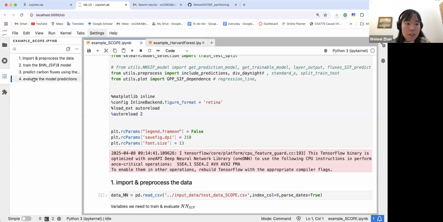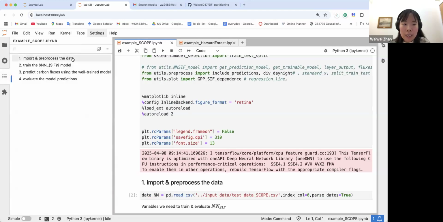And here you can find there are 4 key components. So the first, we import data and pre-process it, and then we train the model. And then we use the model to predict carbon fluxes, and finally we evaluate the model.